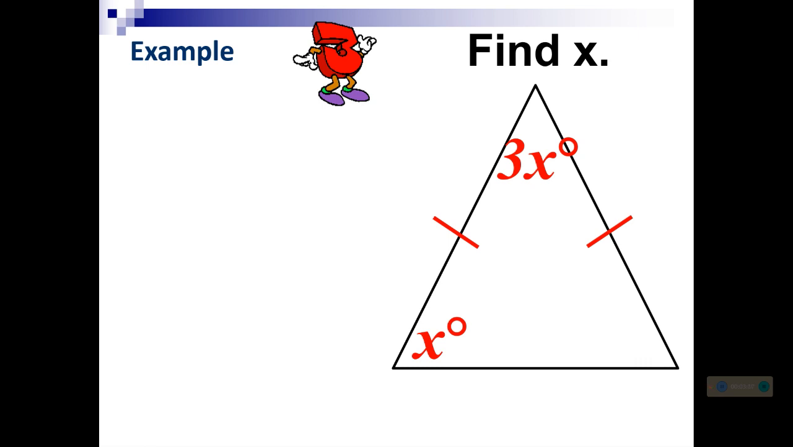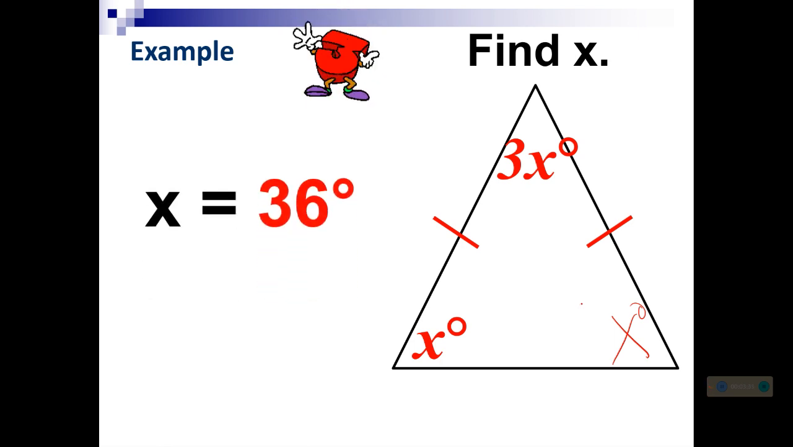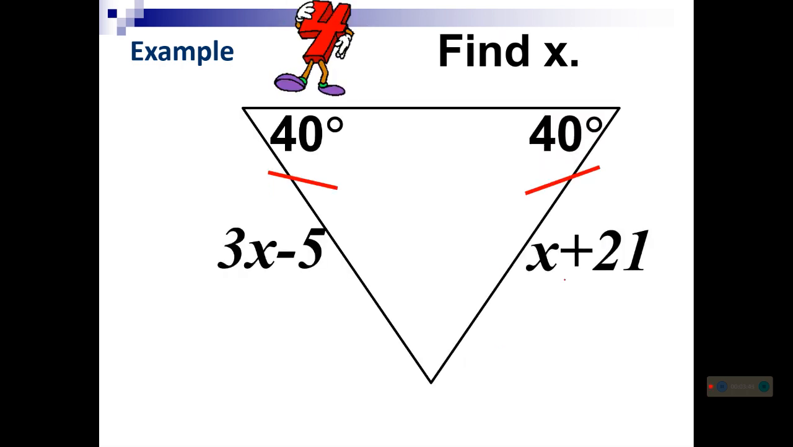You are going to find the value of x. Since the vertex angle is 3x, our base angle is x, and the other base angle is also x. So you will have 3x plus x plus x, which is 5x equal to 180. Divide both sides by 5, so x is equal to 36.